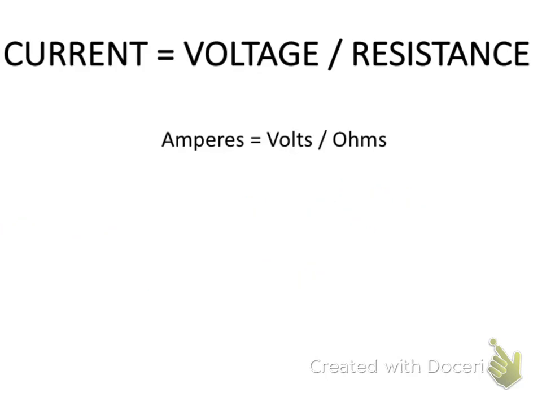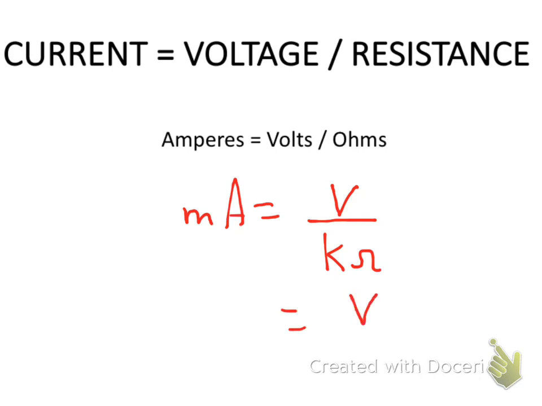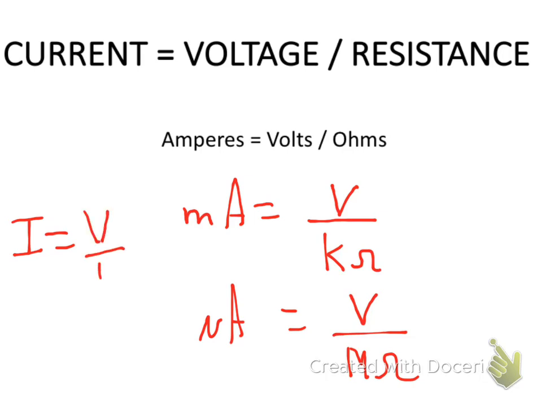Current is voltage divided by resistance, and the base unit of current is amps: volts divided by ohms gives you amps. We could also say that volts divided by k ohms gives us current in milliamps, or voltage divided by mega ohms gives us current in microamps. So current I is equal to voltage divided by resistance.